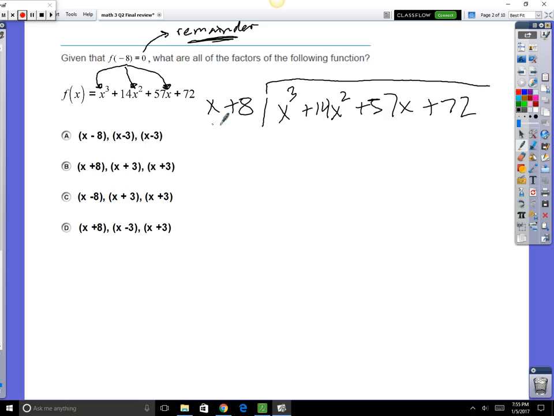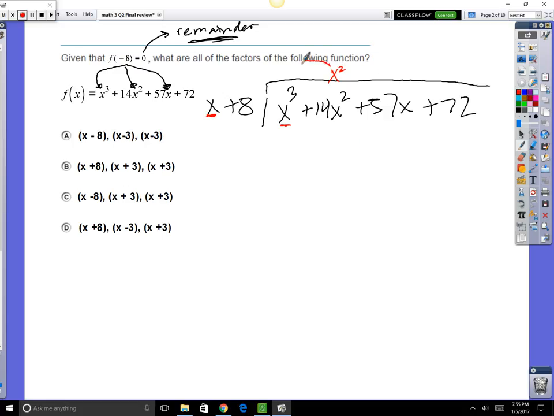So, we're going to divide this by x plus 8. Now we have to work it out using long division. You only worry about the x. Let's look at the x and the x cubed. What are you going to times x by to turn it into x cubed? That should be just x squared.